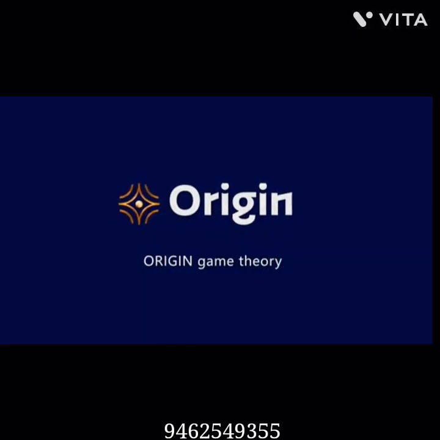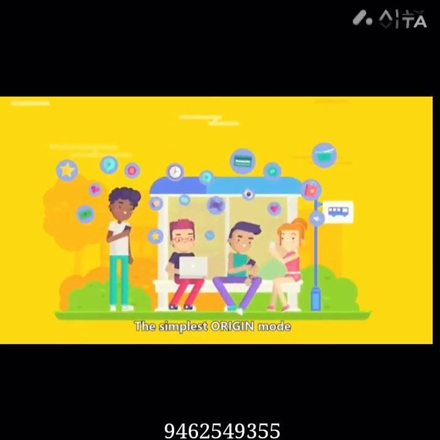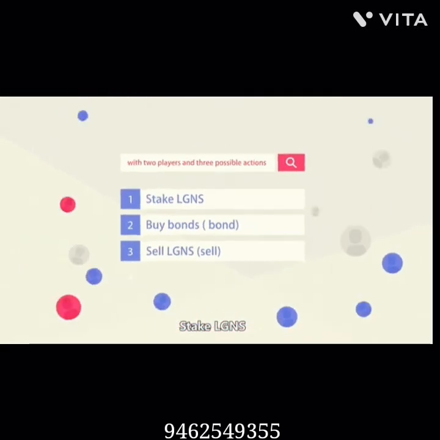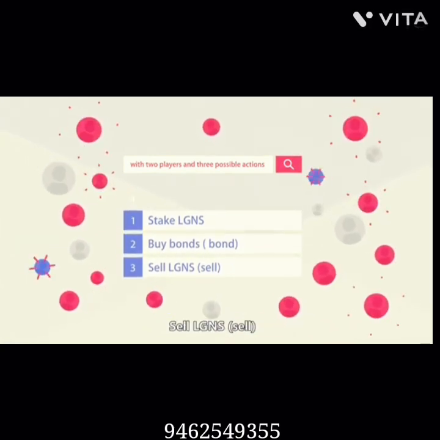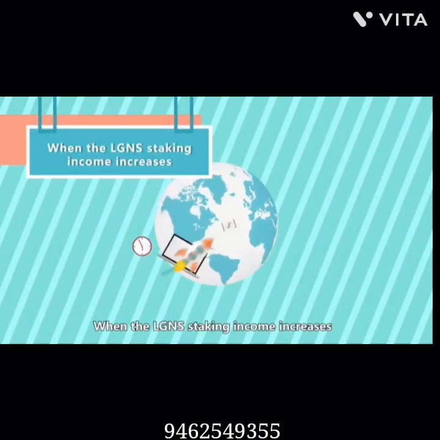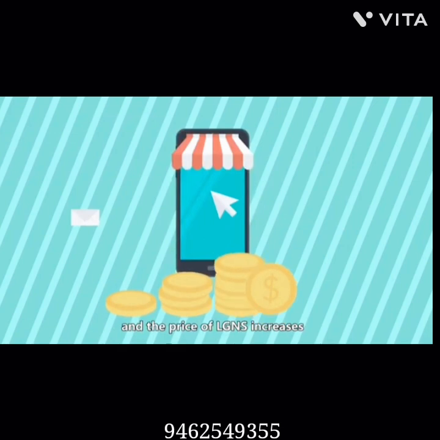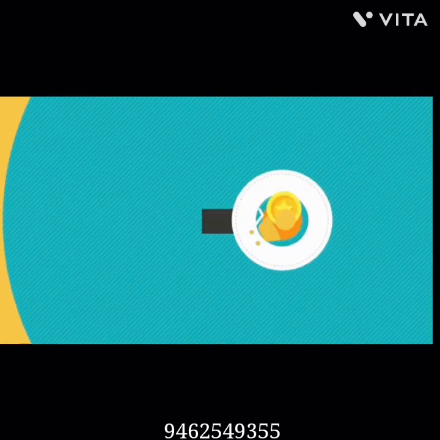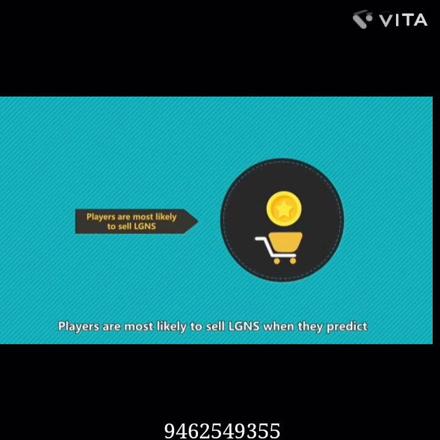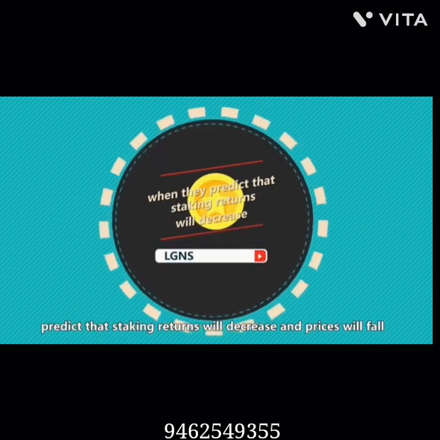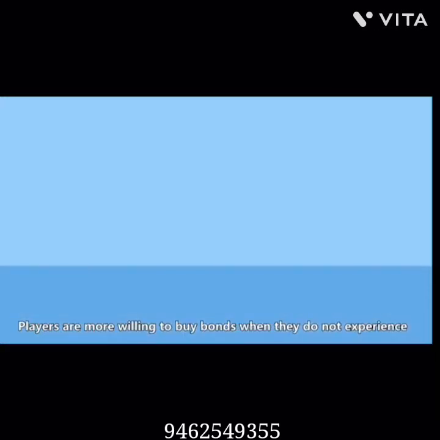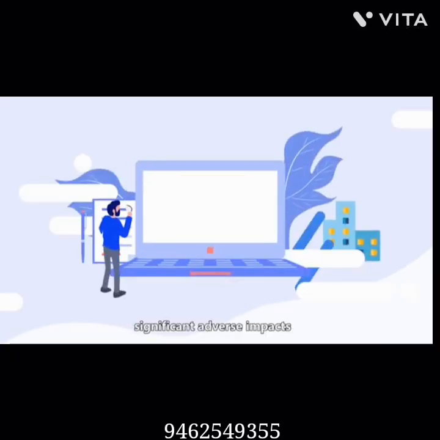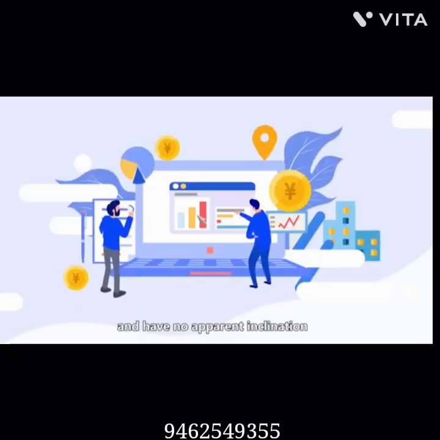Origin game theory. The simplest origin mode has 2 players and 3 possible actions: stake LGNS, buy bonds, sell LGNS. When the LGNS staking income increases and the price of LGNS increases, players are more willing to stake LGNS. Players are more likely to sell LGNS when they predict that staking returns will decrease and price will fall. Players are more willing to buy bonds when they do not experience significant adverse impacts and have no apparent inclination.